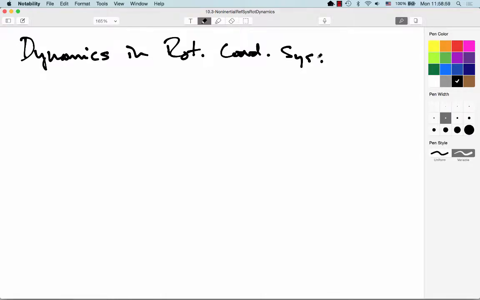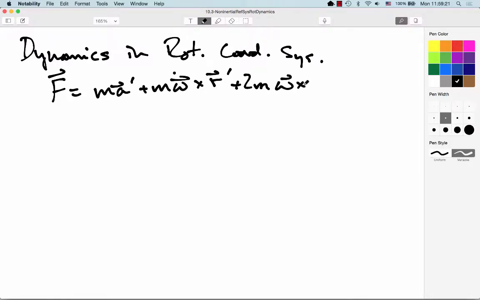Okay, so what we came up with last time is that in the inertial frame, we can express the force as being equal to the mass times the acceleration in the non-inertial frame plus m omega dot cross r prime plus 2m omega cross v prime plus m omega cross omega cross r prime plus m a naught.